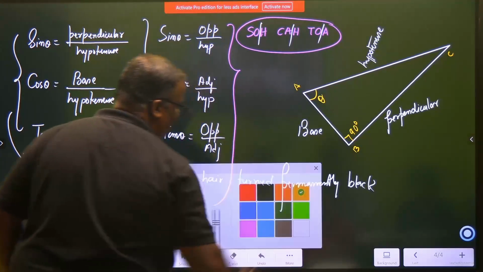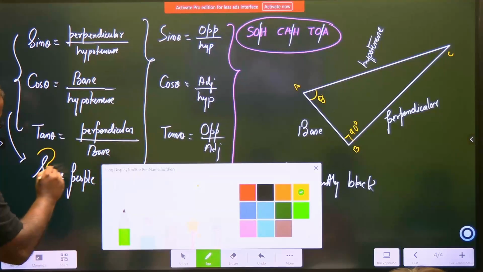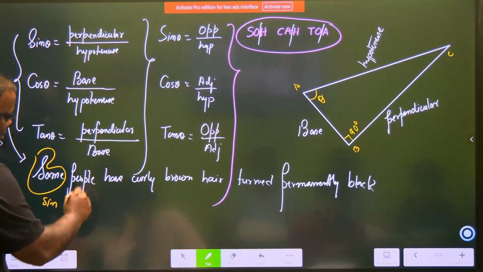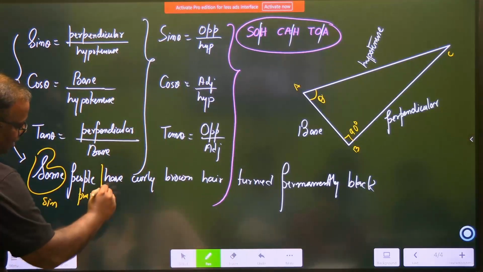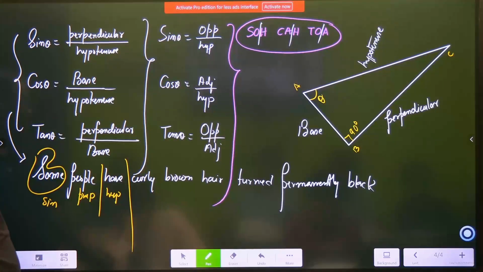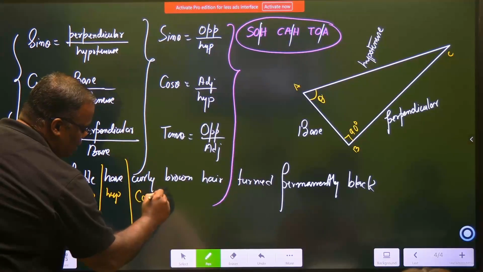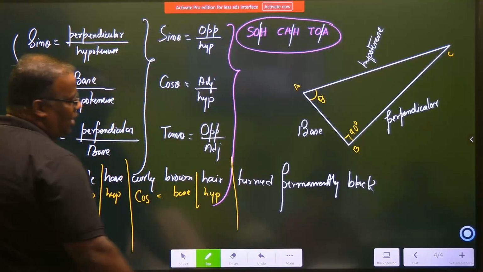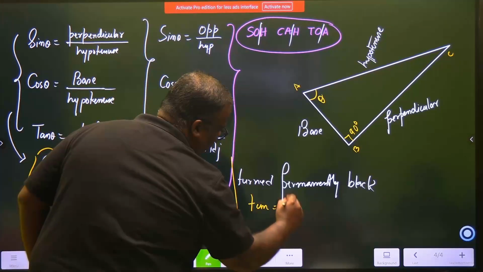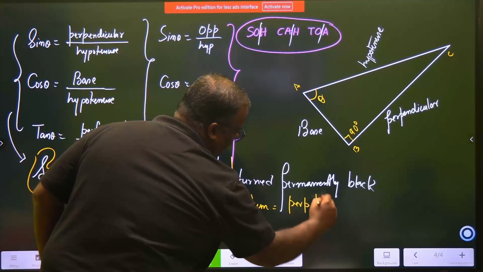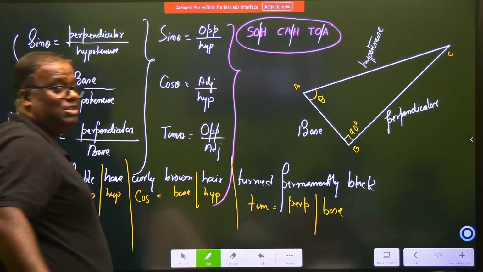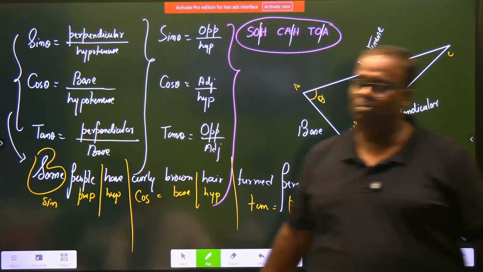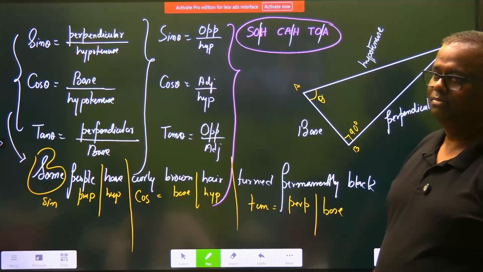Okay, this was our days. Where we say Some stands for sine. Sine is perpendicular by hypotenuse. Curly stands for cos, which is base by hypotenuse. Another ratio ends. Tan is equal to perpendicular by base. Your choice, the way you want to remember. Some people have curly brown hair turned permanently black. Okay?